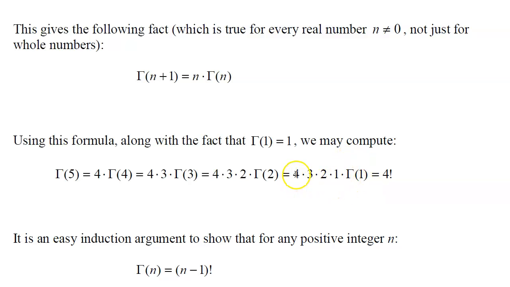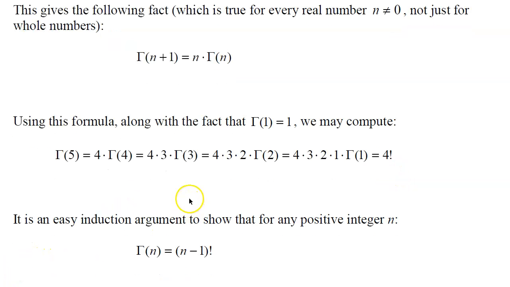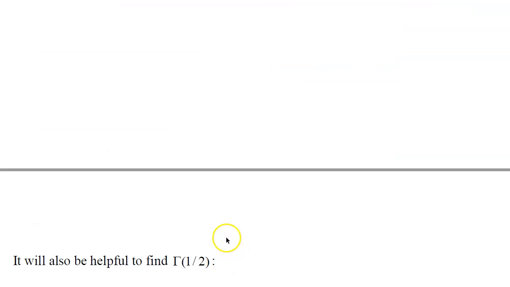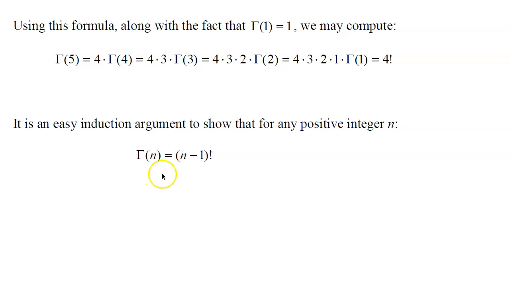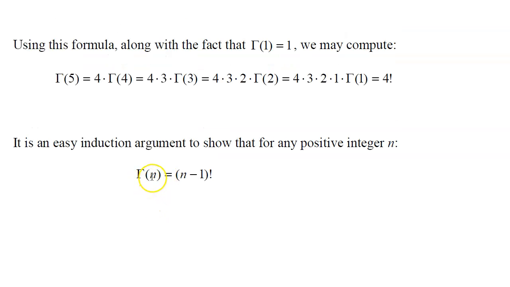What we end up with is 4 times 3 times 2 times 1, and that's 4 factorial. So gamma of 5 ends up being 4 factorial. Gamma of 6 would be 5 factorial, gamma of 7 would be 6 factorial, and so on. It's an easy induction argument. You could prove by induction that for any positive integer n, gamma of n is n minus 1 factorial.